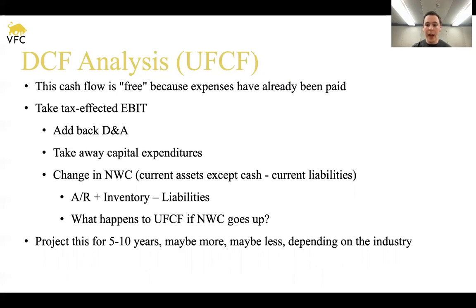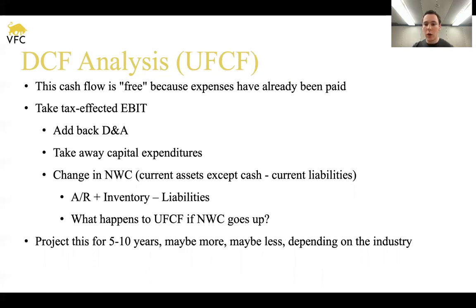So first, you're going to add back D&A, because that was a non-cash expense that reduced tax-affected EBIT. So we add it back here to account for the fact that there was no actual cash outflow from that D&A. Next, you subtract CapEx, which is a cash expense that isn't accounted for on the income statement.